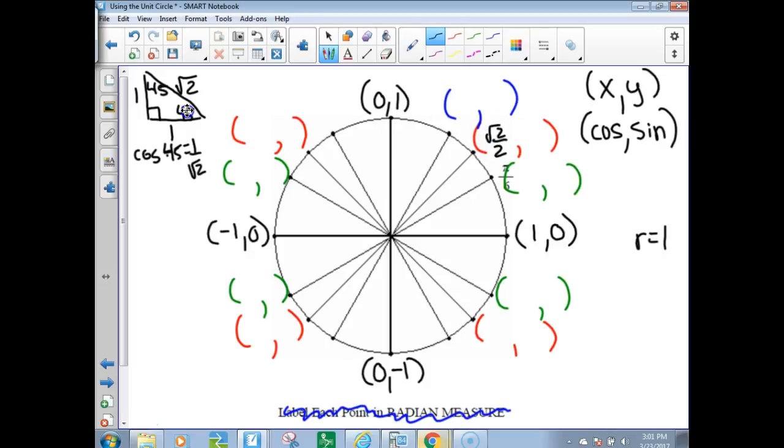And guess what? If you're doing a 45, 45, 90, the sine and the cosine are equal. The cosine is 1 over the square root of 2, and so is the sine. Opposite over hypotenuse, 1 over the square root of 2. So all of these red ones match. But if you're in quadrant 2, x is negative and y is positive. If you're in quadrant 3, they're both negative. If you're in quadrant 4, the cosine or x is positive and the sine or y is negative.